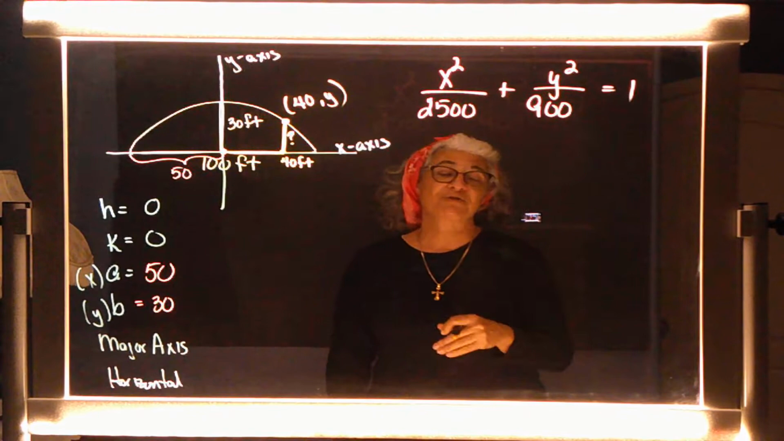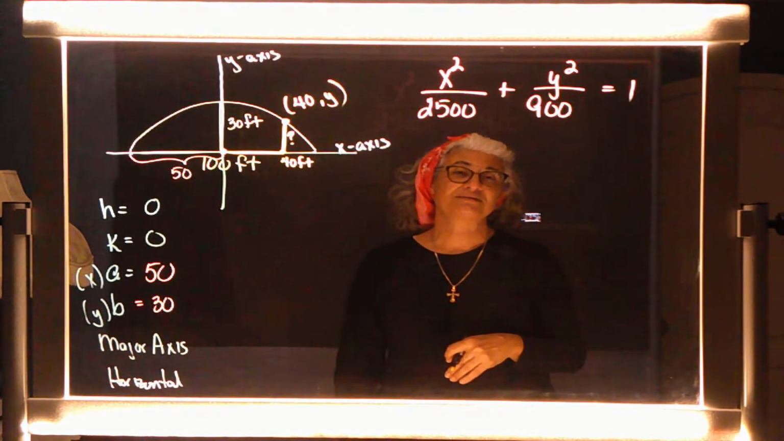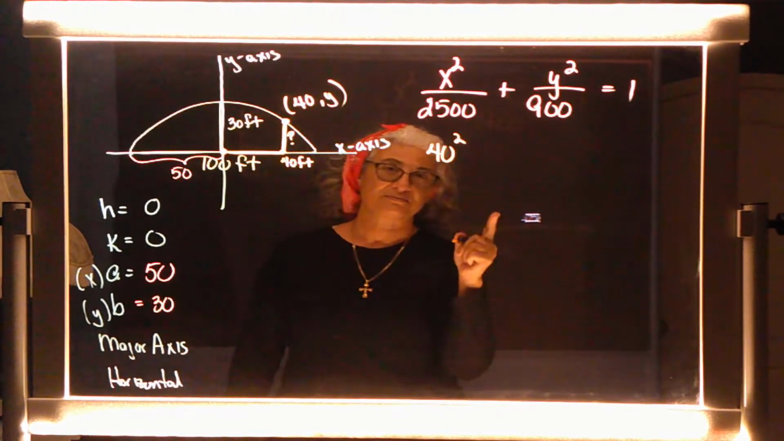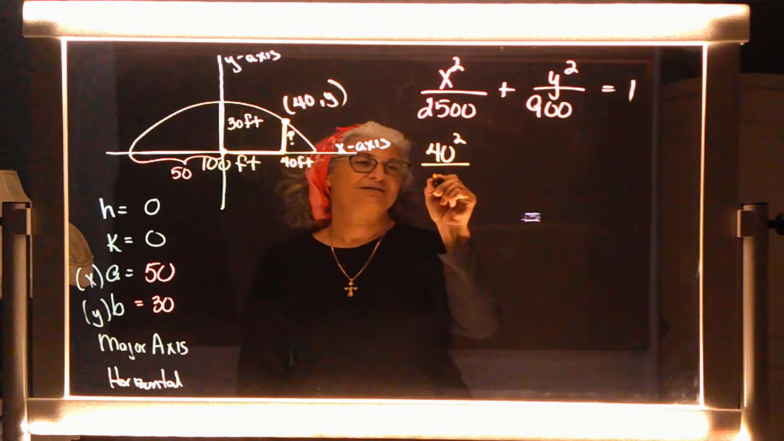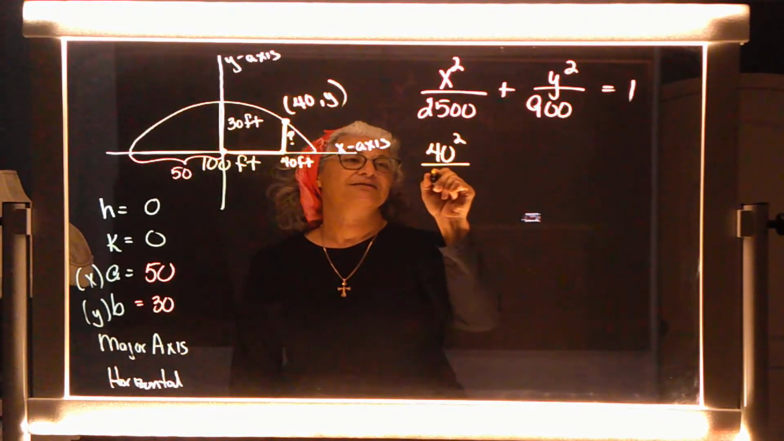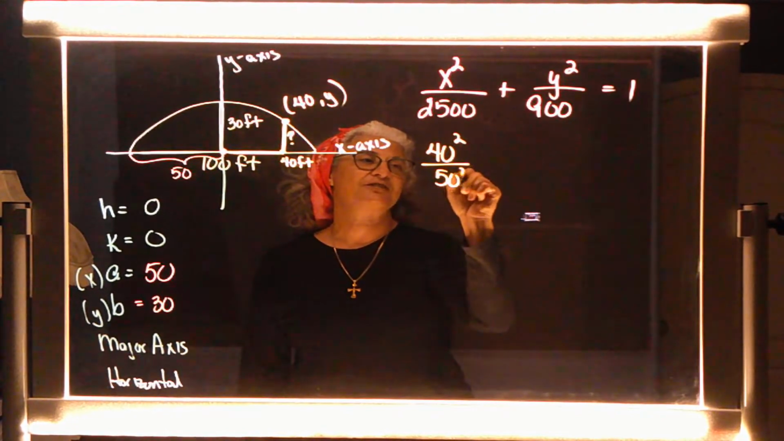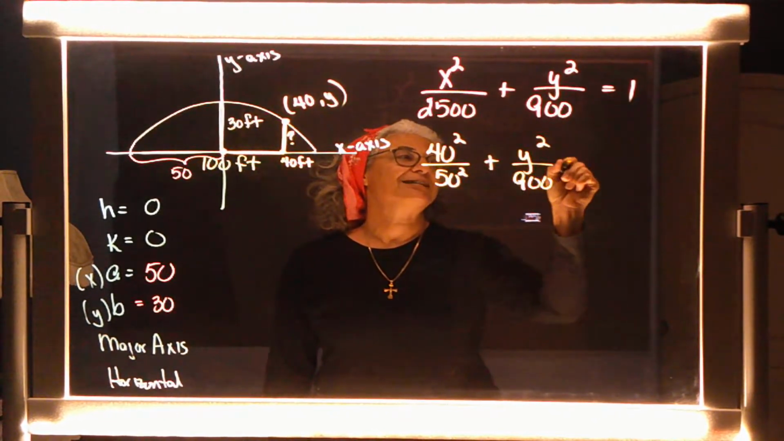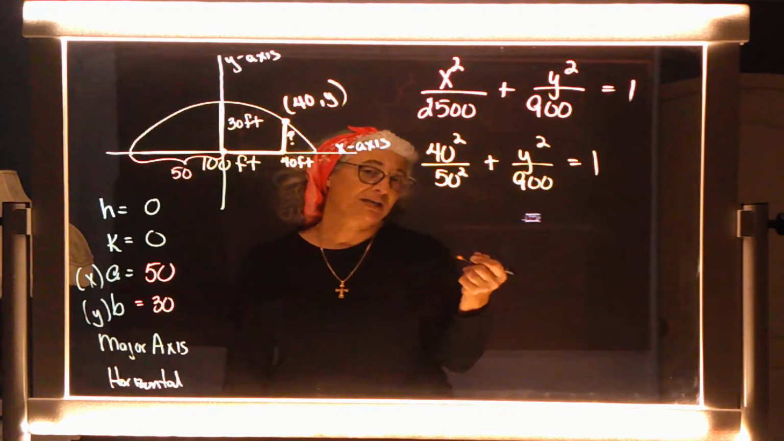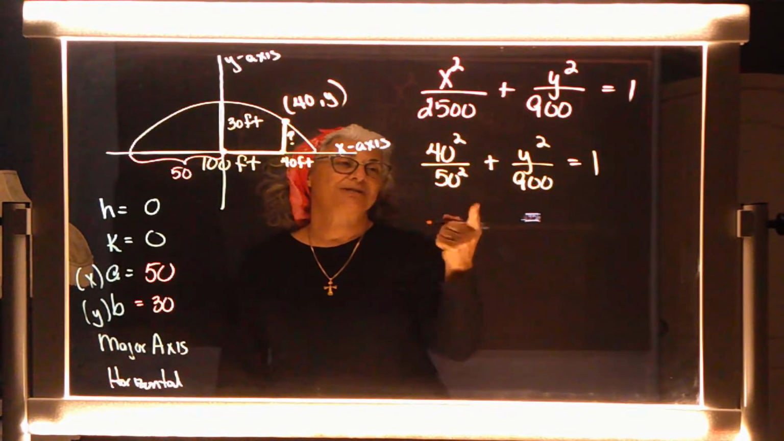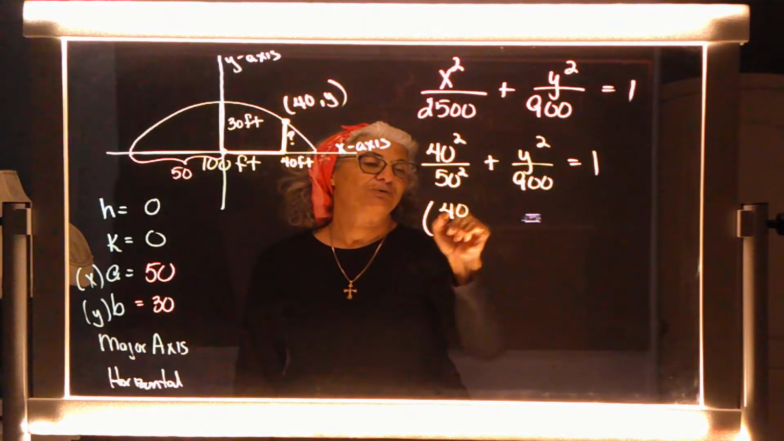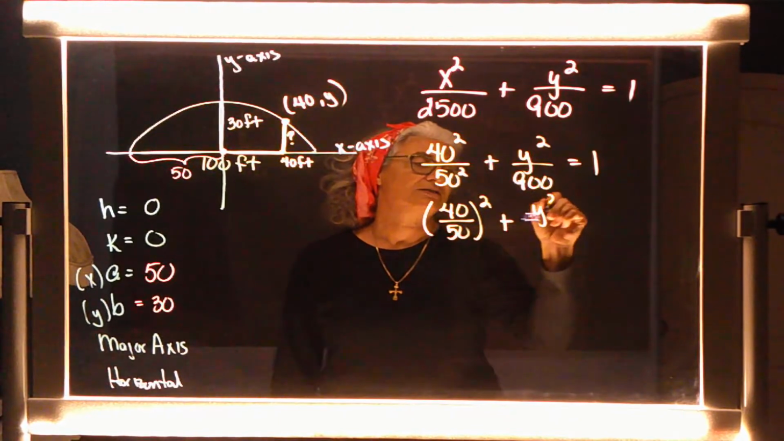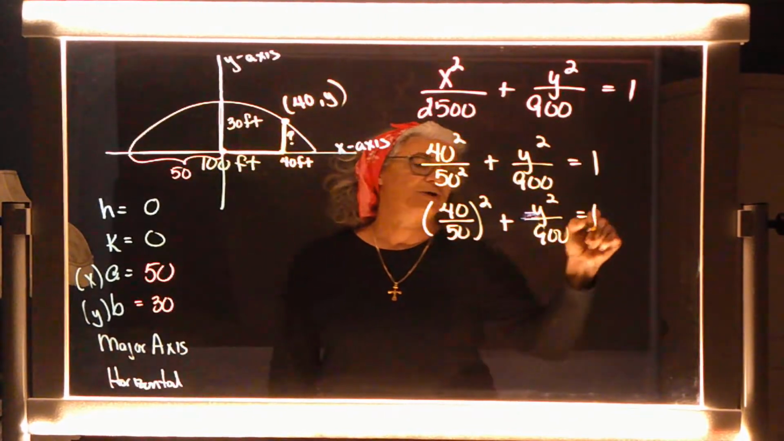Couldn't I plug in the 40 for x and see what comes out for y? Excellent. So let's go for it. So we have 40 squared, right? Humor me a second. Yes, I'm going to rewrite this. 50 squared. I'm like, why'd you do that? Well, I like to keep my brain sharp and I don't want to use a calculator. So, here's what I know. I can write 40 over 50 squared plus the y squared over 900 equals 1.